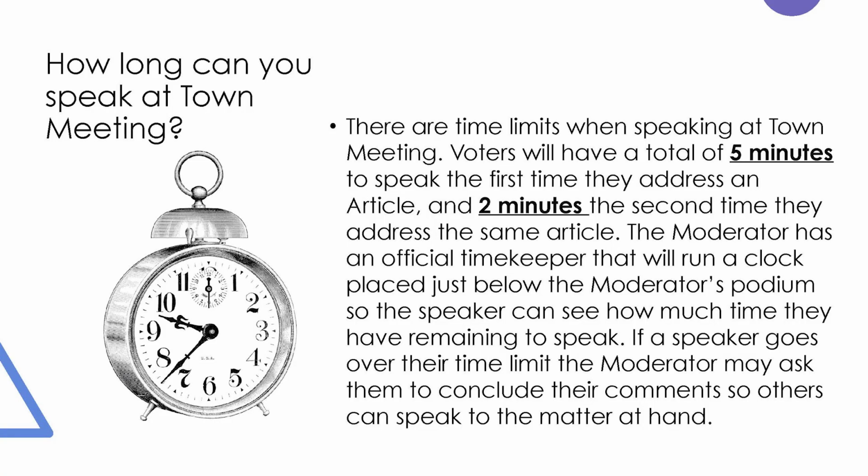So how long can you speak? This is always the big question. Your initial comment, you get five minutes to speak on an article. If you do a follow-up a second time, you have 2 minutes. We do have an official timekeeper, and we have a nice little clock that we got for the last town meeting. It's right there, makes it very visible so you can see it, so you're not trying to figure out, am I speaking too long, too short? So that way you can see what you have. If the speaker goes over the limit, I'm going to very nicely let you know that your time is wrapped up, and then we'll move on to the next person.